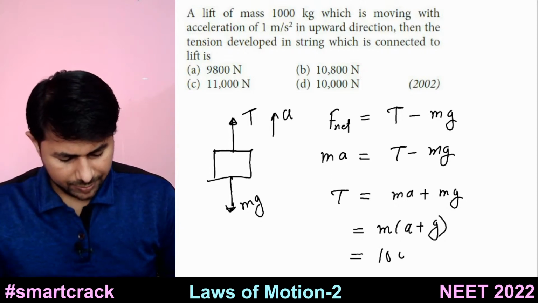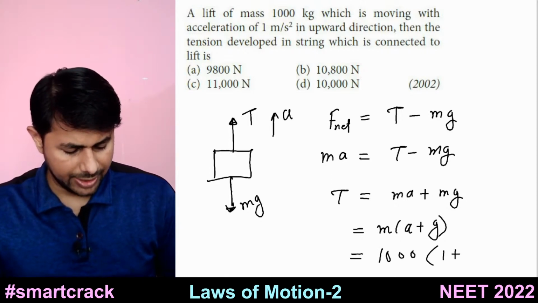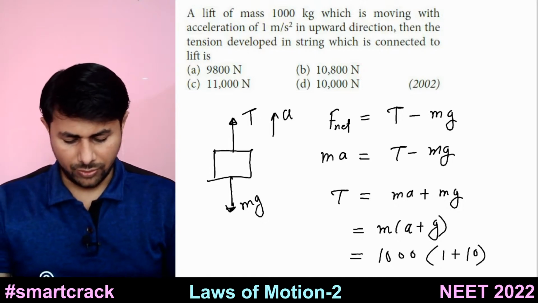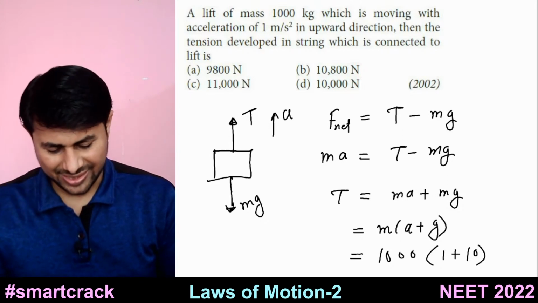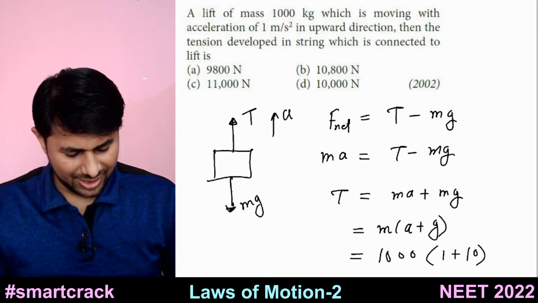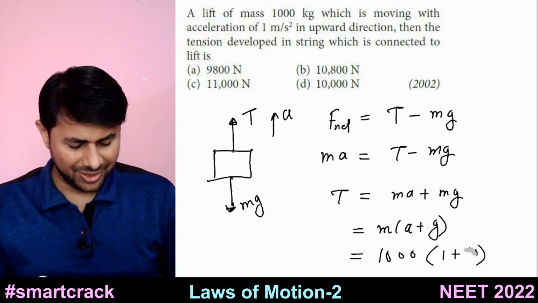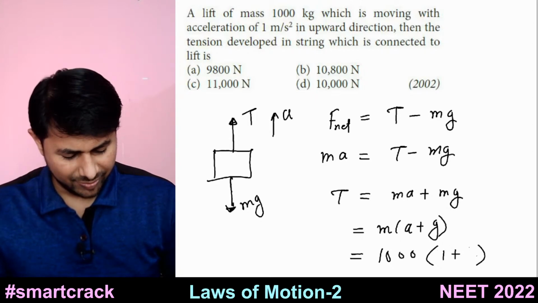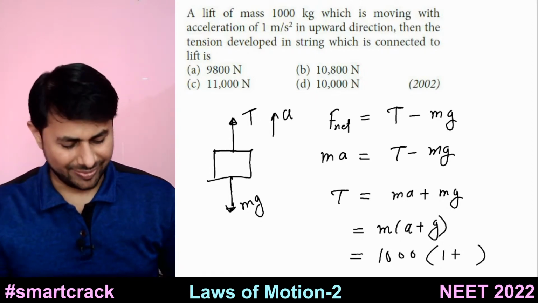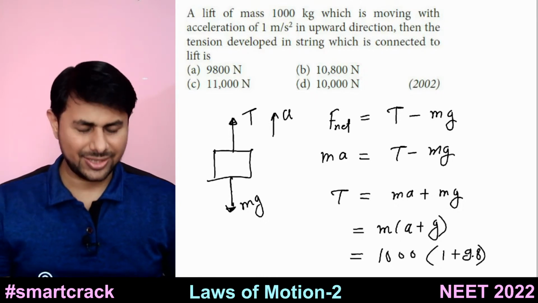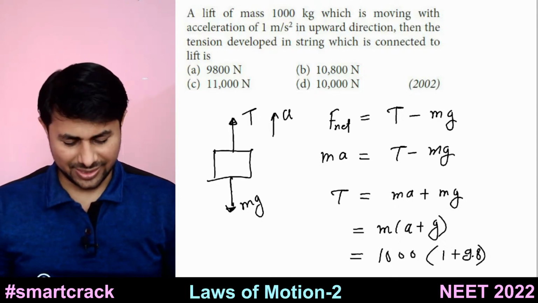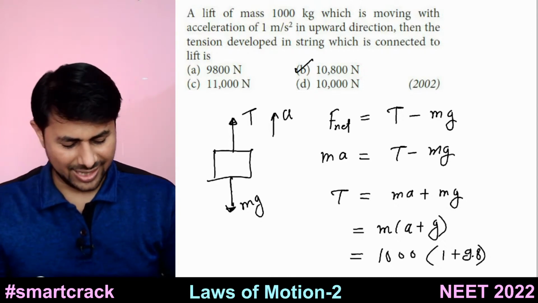So 1000 times (1 plus 10), that's 11. So the answer should be 11,000. Oh, there is a problem because 10,800 is also present. So if you take g equals 9.8, we have a tendency to take g equals 10 for simplicity, but it can lead to a problem in this problem, right? It is 9.8. So 9.8 plus 1 is 10.8. 10.8 times 1000 is 10,800 and that is the answer.